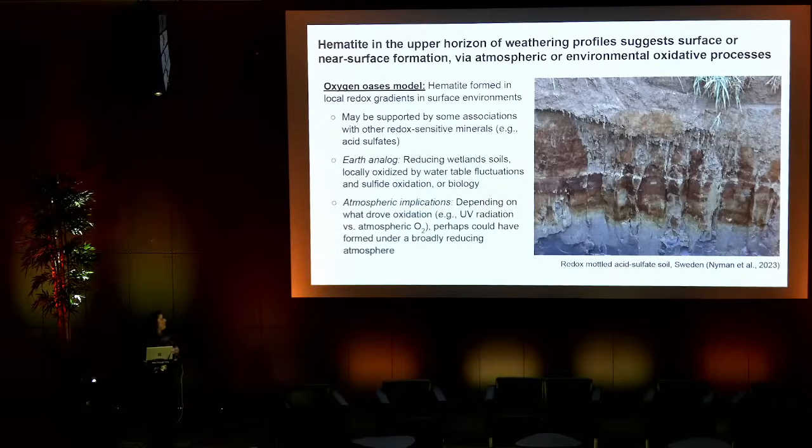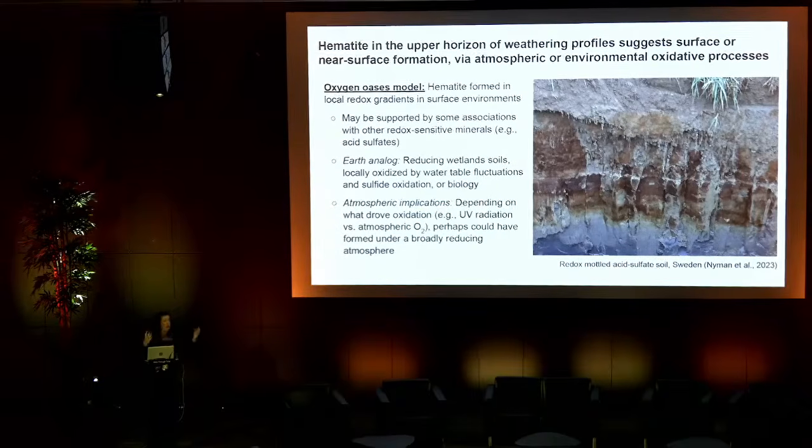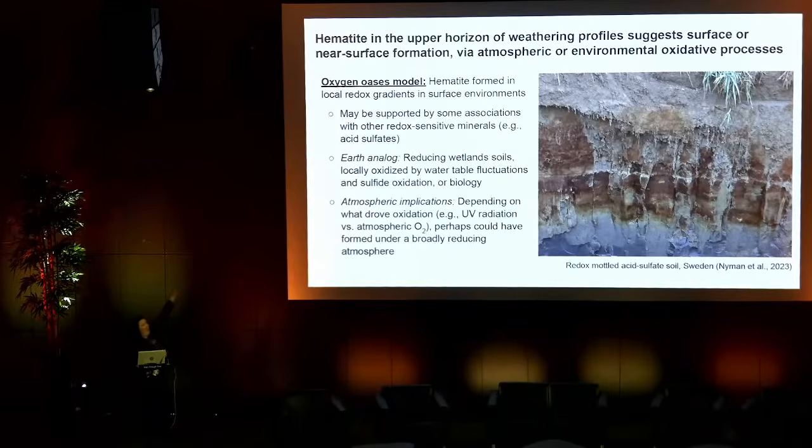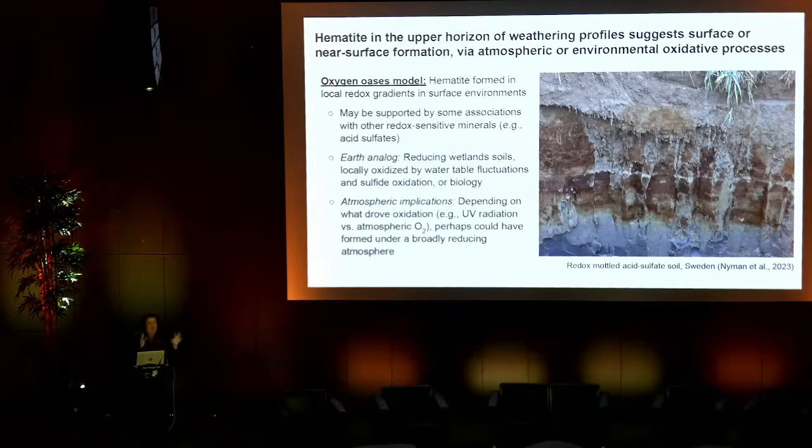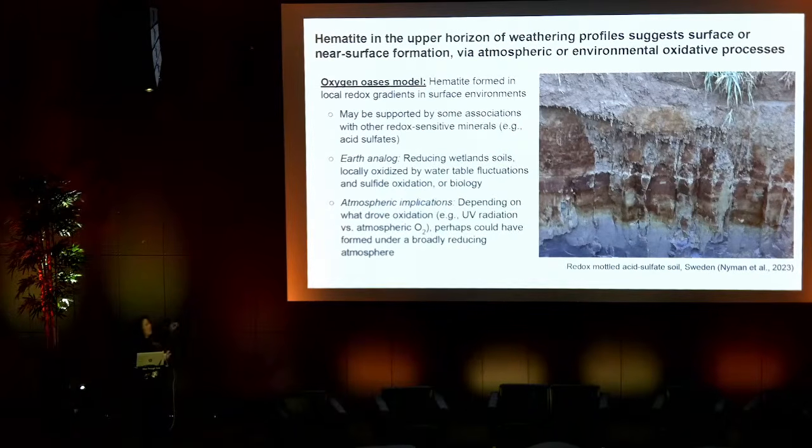So in that case, you could have a broadly reducing atmosphere with these localized, what we call oxygen oases. And that's potentially important because on the early Earth, these types of locations, these localized oxidizing areas, are thought to have been really important in the development and evolution of life.